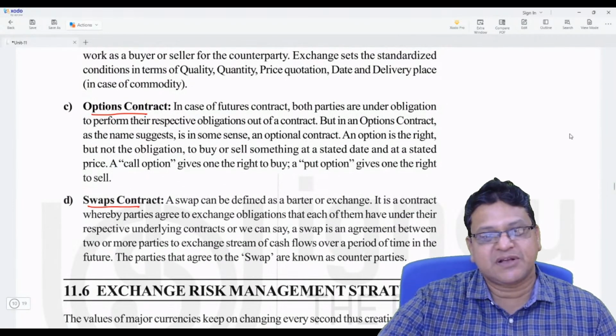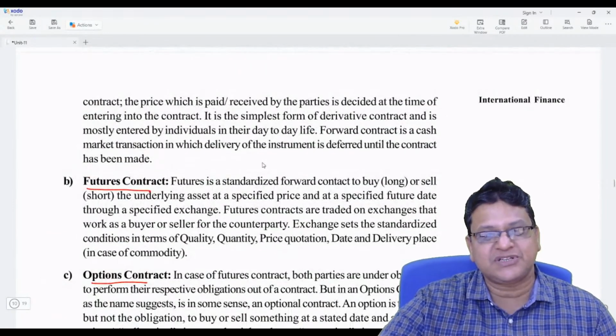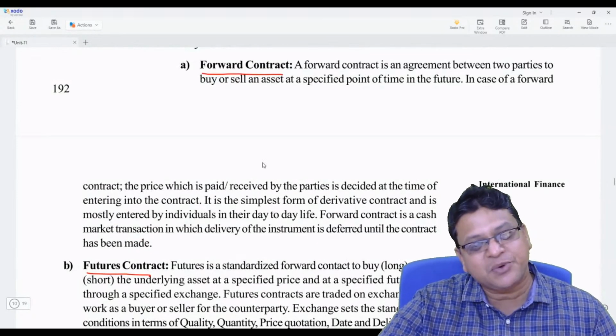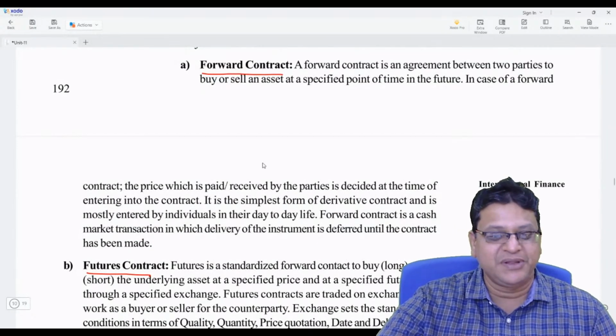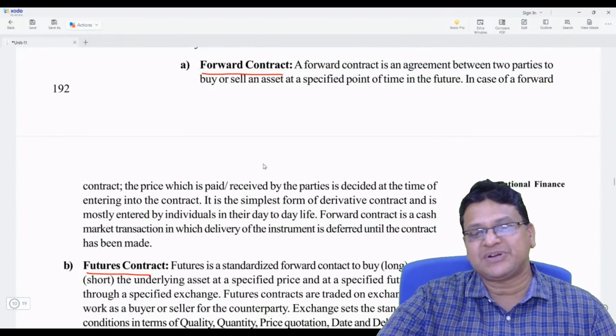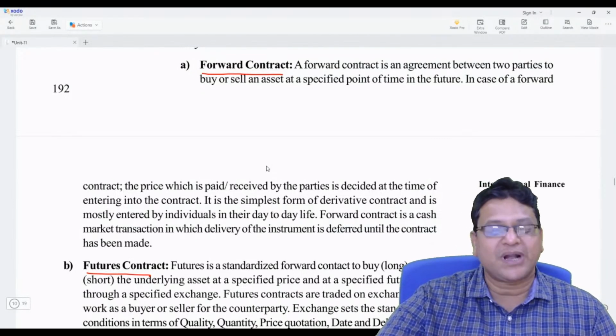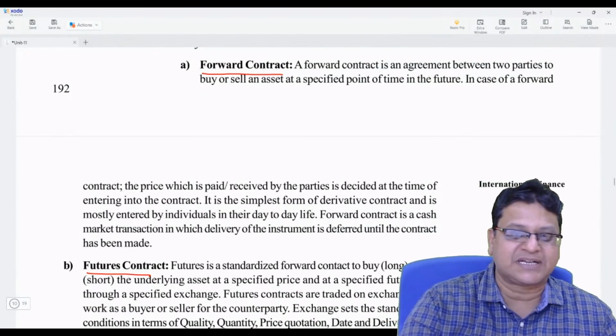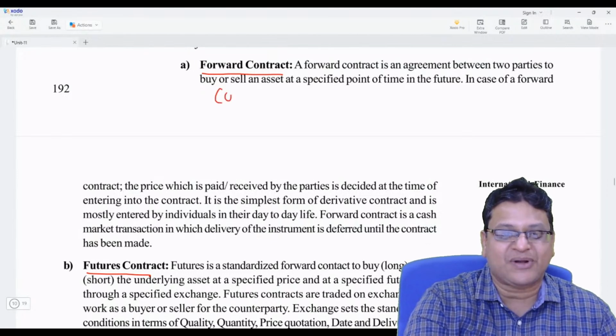Forward contract is a contract where terms and conditions of the contract are decided today, and payment and delivery will be made on a future date. That is known as a forward contract. These forward contracts are OTC contracts.